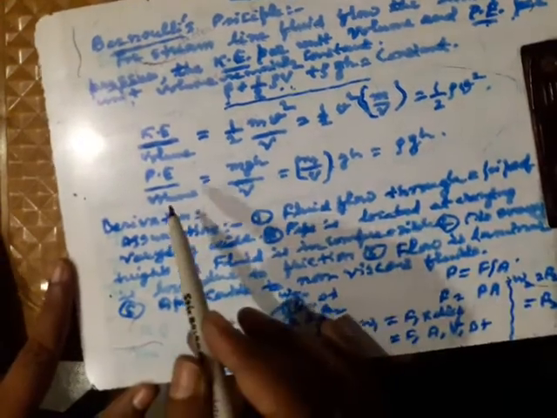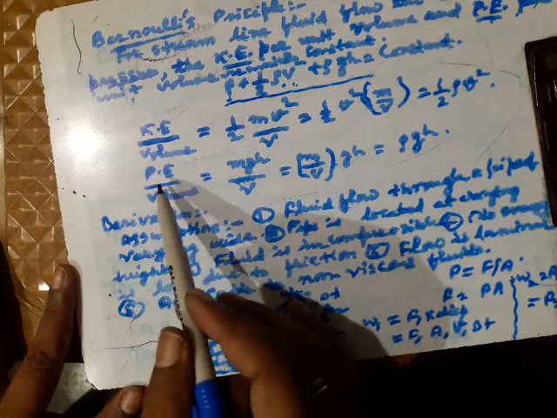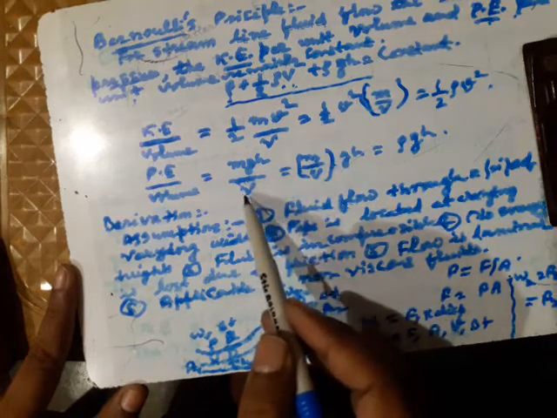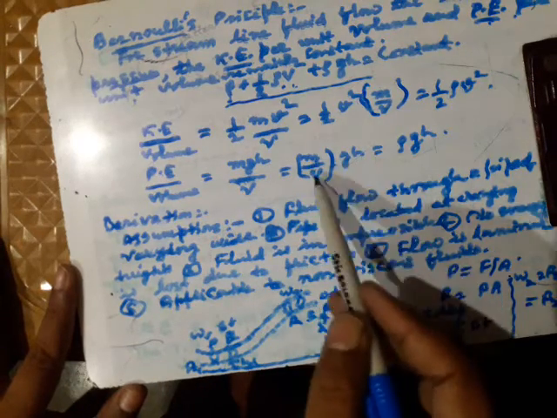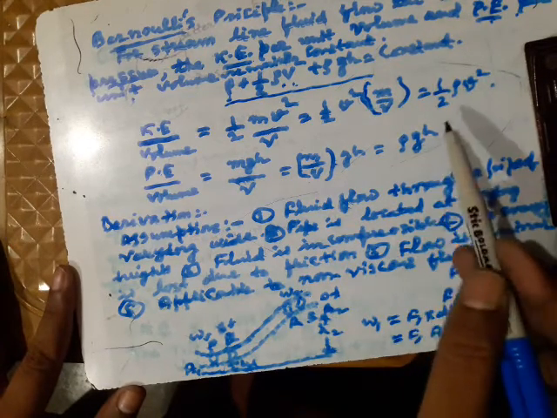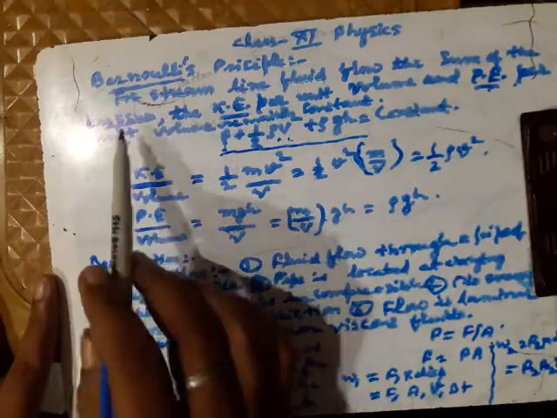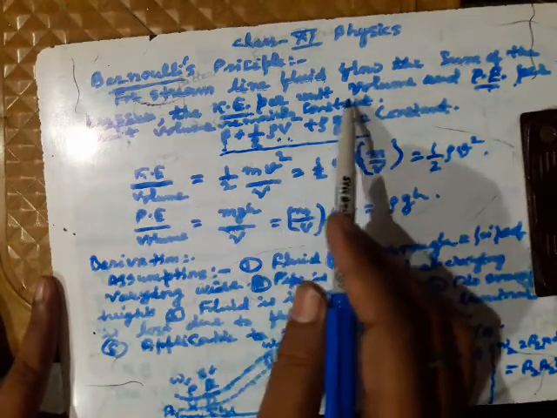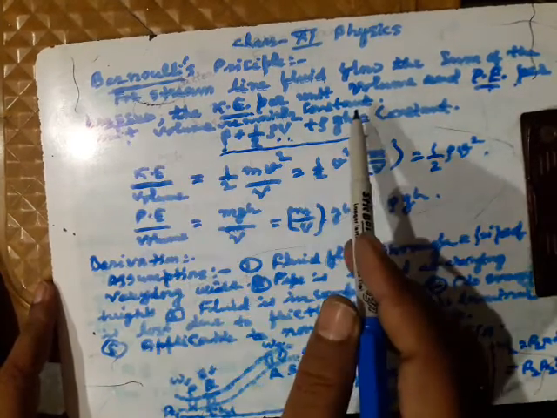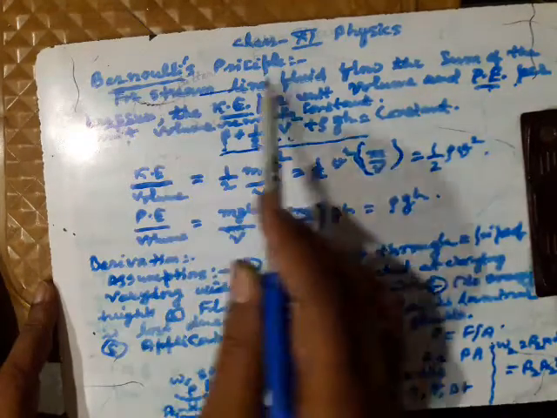Now next, in terms of potential energy per unit volume: as you know, the formula of potential energy is mgh, divided by V. m by V is rho, the density, so rho gh. Now the sum of all these things, pressure, kinetic energy per unit volume and potential energy per unit volume, remains constant for a streamlined fluid flow. This is the statement of Bernoulli's principle.